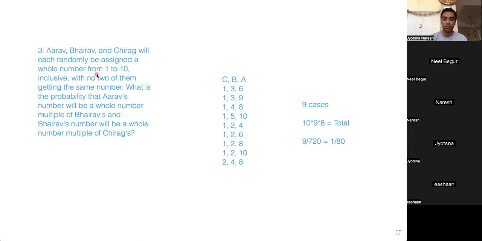The total number of possibilities: we know that no 2 of them are getting the same number. So there are 10 choices for what we can assign to Aarav. Once we've assigned that one, there are 9 remaining to give Bhairav and 8 remaining to give Chirag. The total would be 10 times 9 times 8, which is 720. 9 of the cases work. So 9 over 720 is 1 over 80, which gives us the answer. Any questions on this?